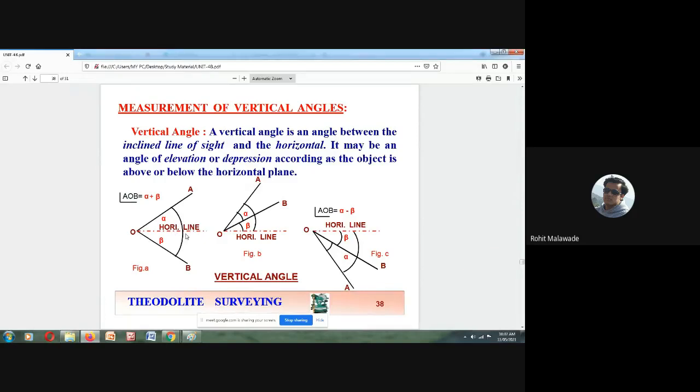And the angle beta, that we call a depression, according to the object situated above or below the line. Now, A is present above the horizontal line, and B is present below the horizontal line. Whichever point is above the horizontal line, we call it an elevation, and for point B, we call this particular angle a depression angle.